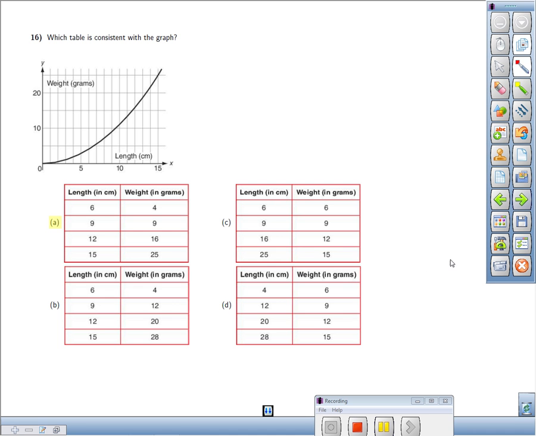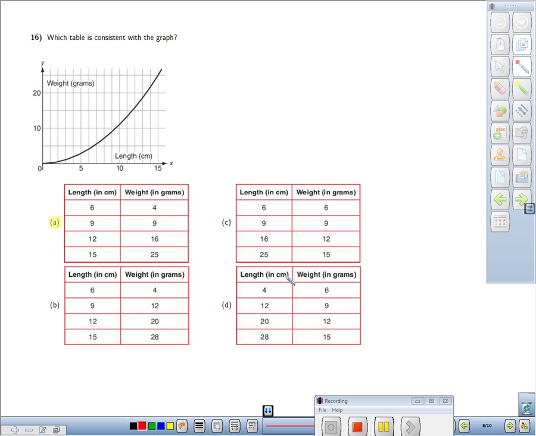All right. Look at 16. Which table is consistent with the graph? So notice we've got length along one side, weight along the other, and we've got to see which one of these matches up. Well, let's look first at what the x's and y's represent and see if we can't eliminate a table that way. Well, notice this says length in centimeters for your x, and weight in grams. So that's not going to work. So here's what we can do.